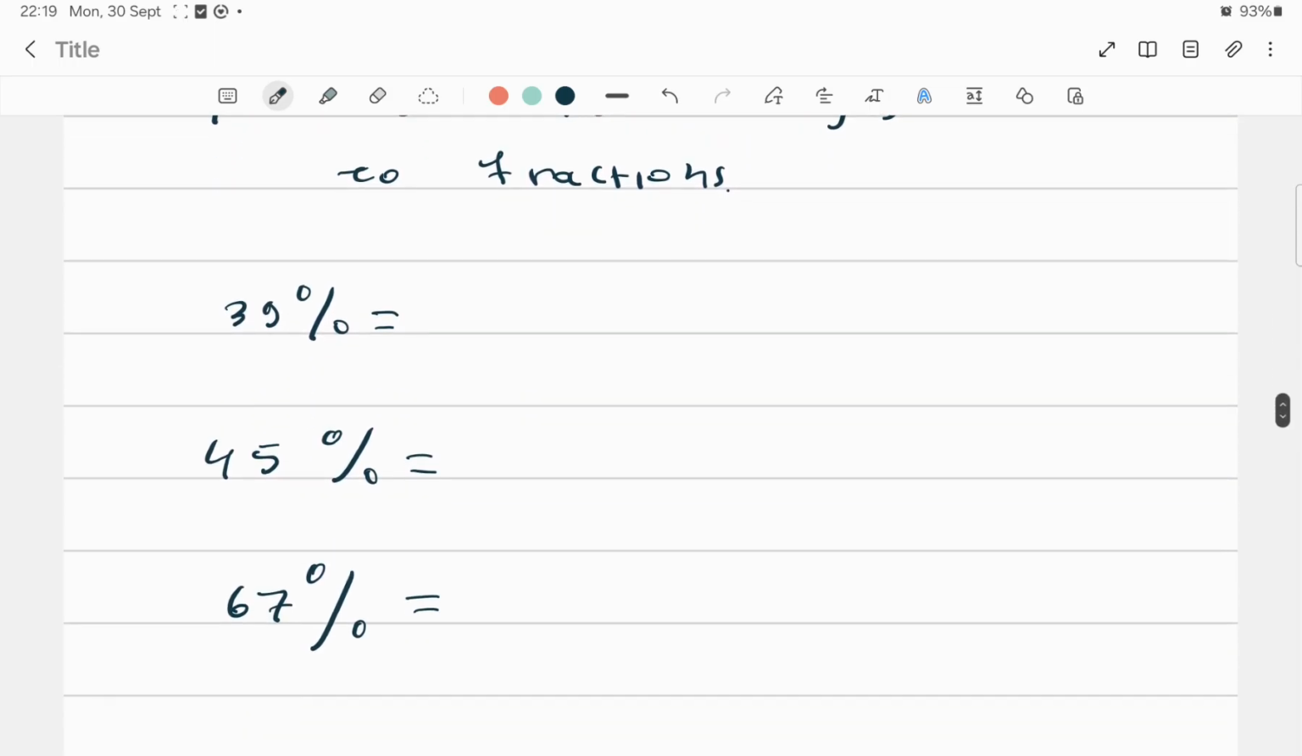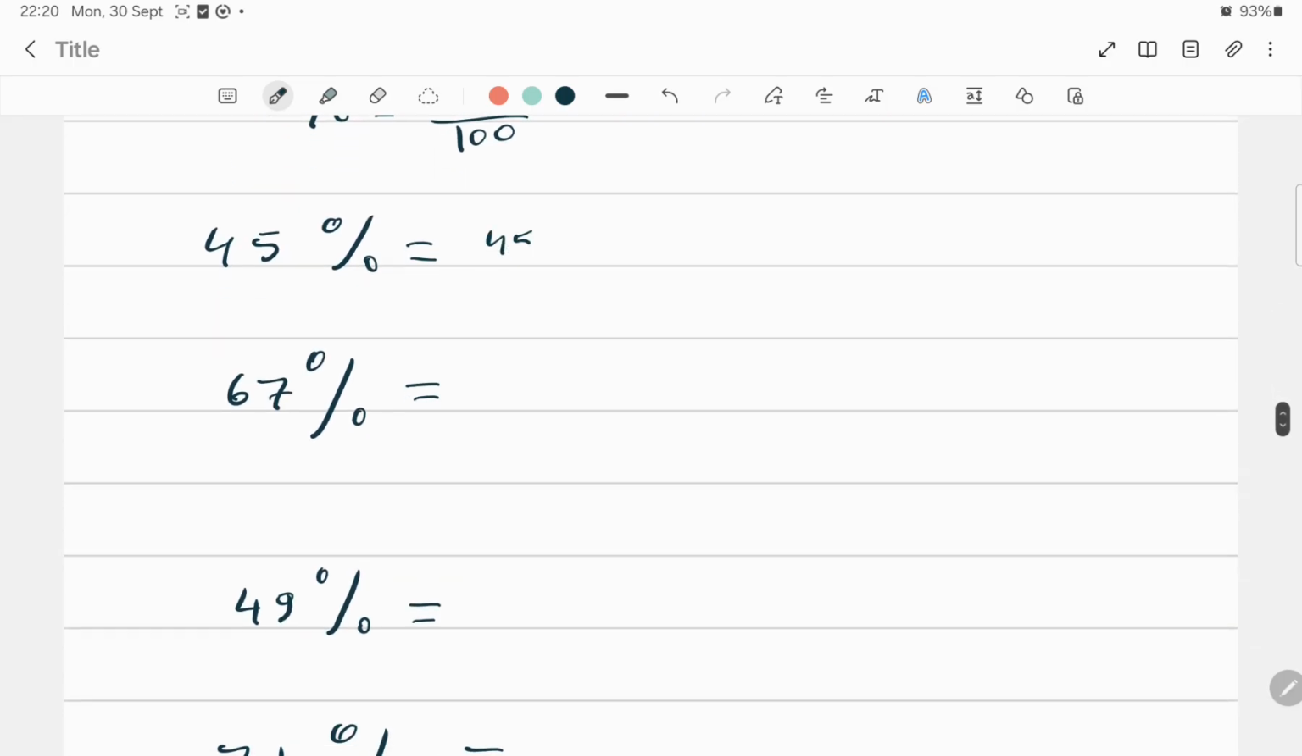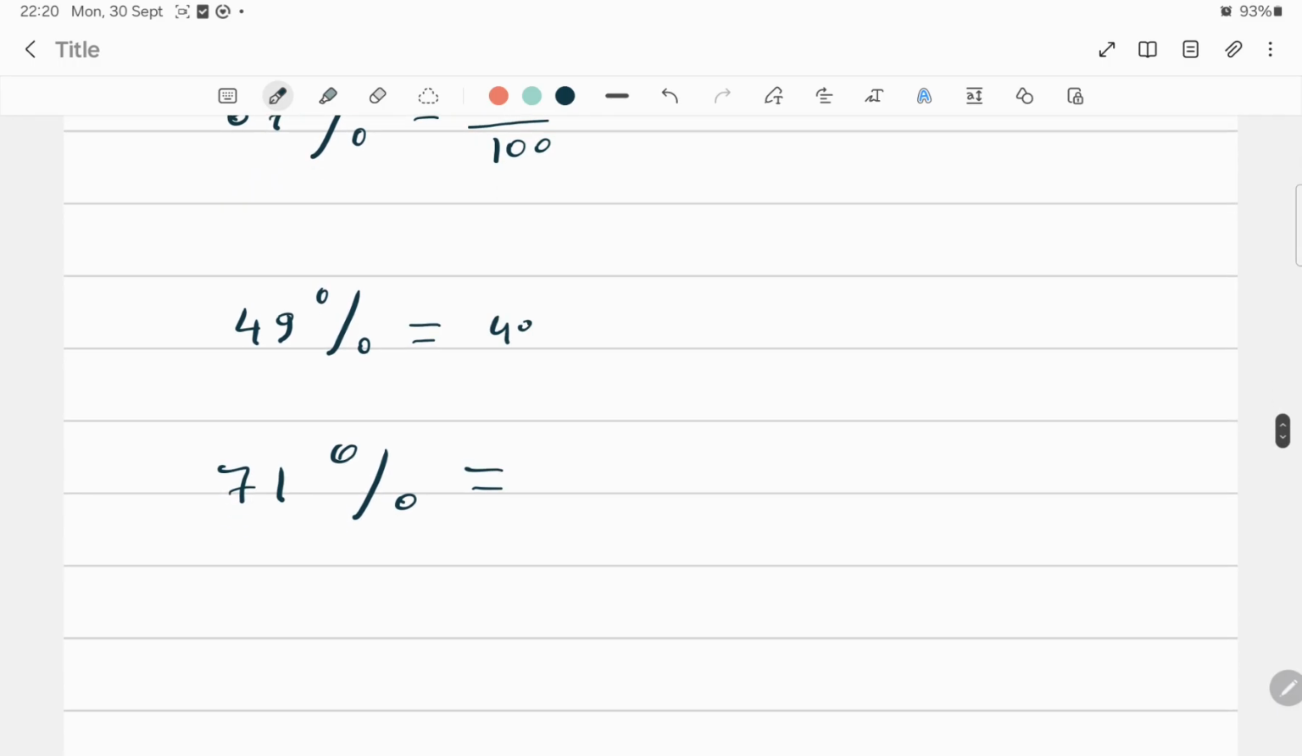Part 5. We turn percentages into fractions, so this symbol means out of 100. 39% is 39 over 100. 45% is 45 over 100. 67 over 100. 49 over 100. 71 over 100. When you see this symbol, you have to divide by 100.